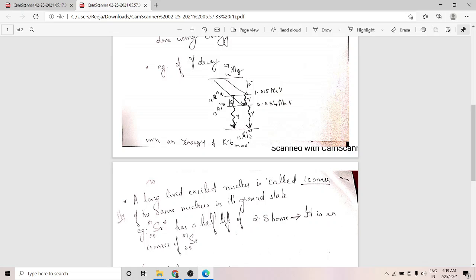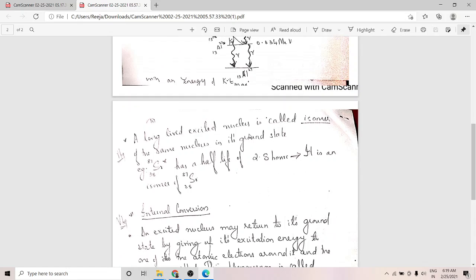Now you have to learn two important definitions. One is, what are isomers? A long-lived excited nucleus is called an isomer. That is an excited nucleus which can remain in the excited state for a long time. So an excited nucleus having a very large half-life or lifetime is called an isomer. An example is strontium 38, 87 in the excited state, which has a half-life of 2.8 hours. So it is an isomer of strontium 38, 87.